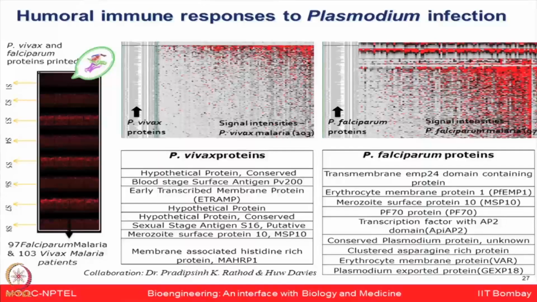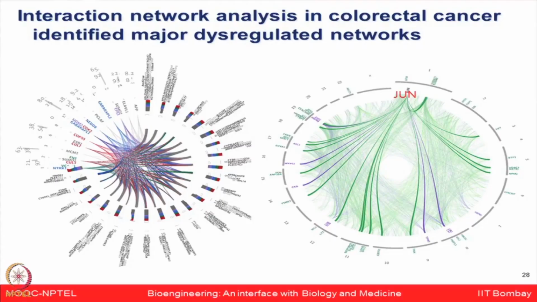We have also used a similar platform for looking at infectious disease responses, and in this case it is shown for the malaria proteins, where we have both falciparum and vivax antigens printed on the chip, and we are looking at the humoral immune response of patients suffering from falciparum or vivax malaria. I just want to illustrate that these kinds of platforms can be used for many projects, many different diseases, and many biological questions can be addressed. We have also looked at colorectal cancer and identified certain networks and hubs, looking at the network analysis obtained from our mass spec data and some of the microarray data.